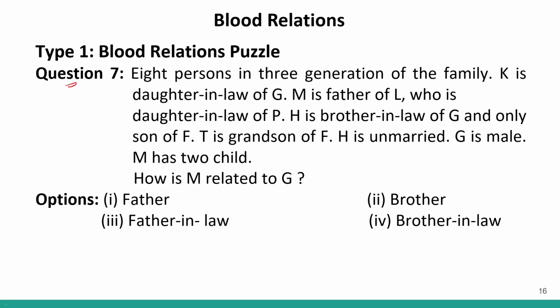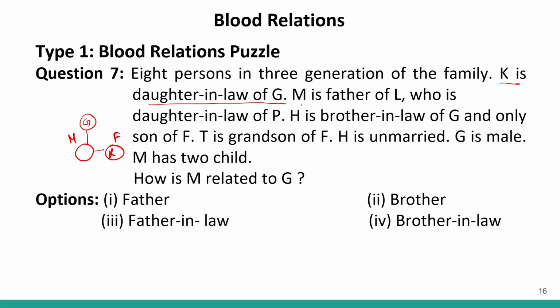Okay, let us start with question number 7. Question number 7 says 8 persons are there in 3 generations of family. Let us draw the chart. K is daughter-in-law of G. So let's say G is over here. K is the daughter-in-law. So G would have a son, and the spouse of the son would be K, because K would be female. Correct? It can be represented like this.